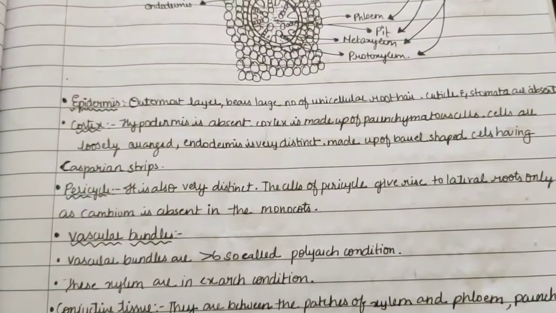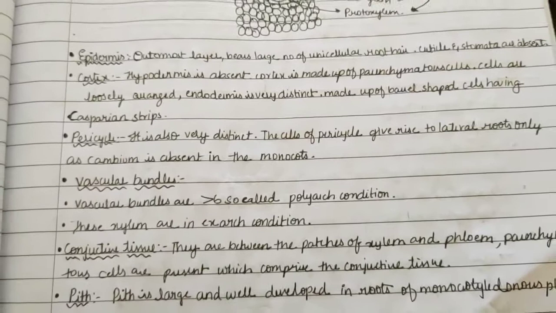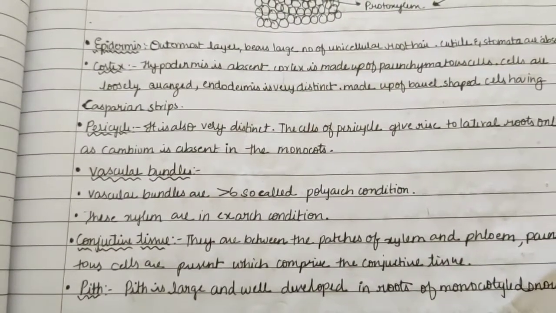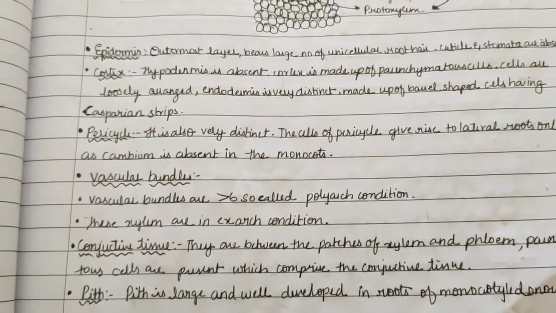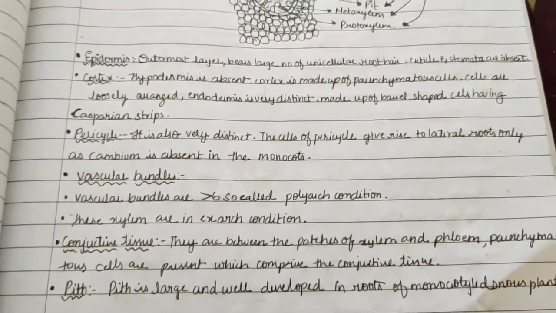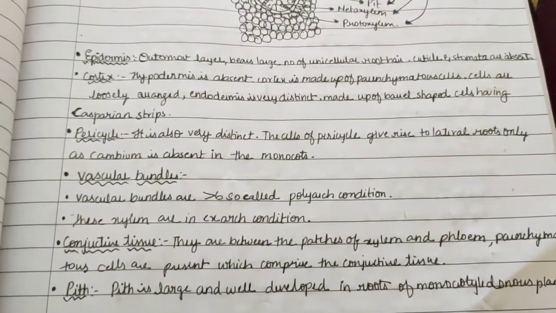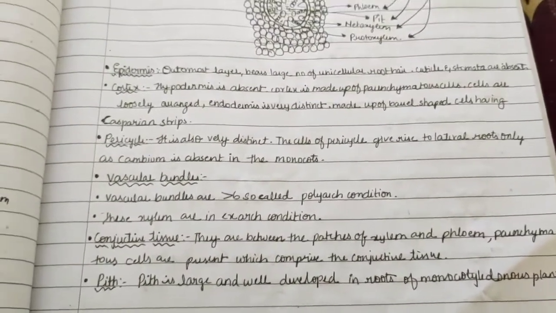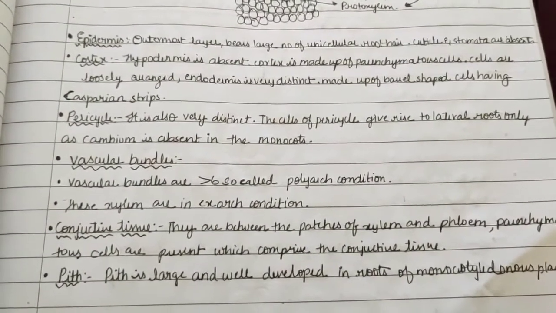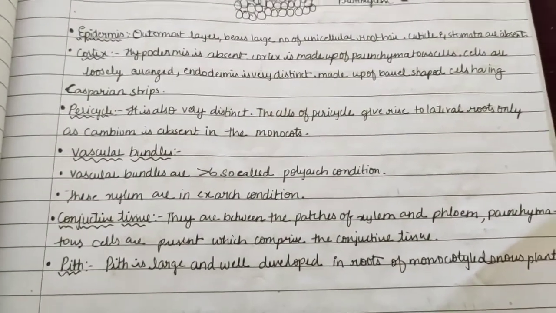Then pericycle. It is also very distinct, and the cells of pericycle give rise to lateral roots only, as cambium is absent in monocots. Then vascular bundles. Vascular bundles are greater than 6, so called the polyarch condition. These xylem are in exarch condition. Then conjunctive tissue. They are between the patches of xylem and phloem.